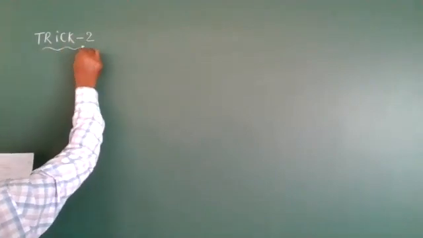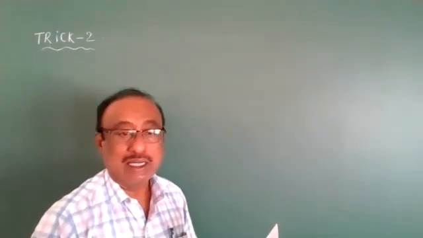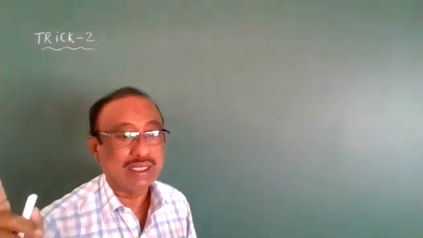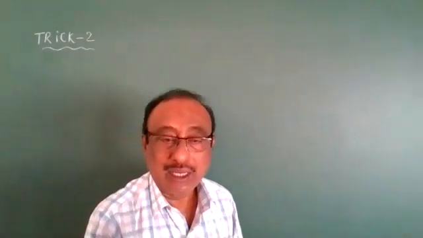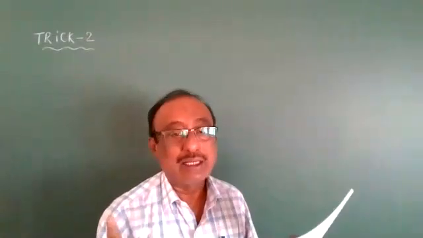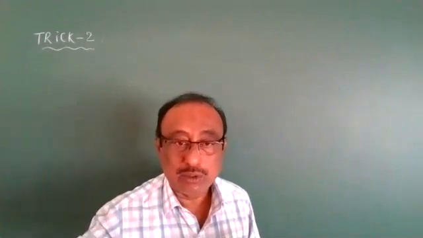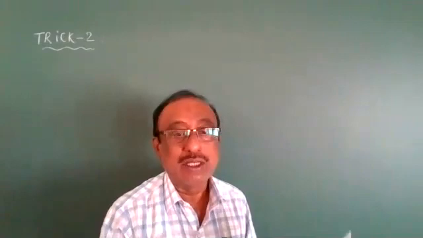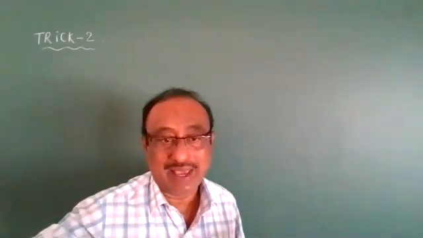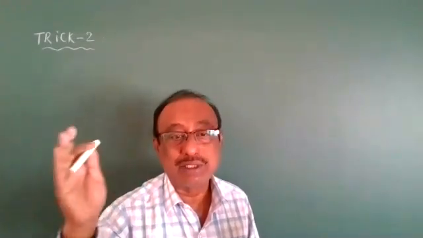Trick number 2, implicit function. Implicit function means it is a complete equation in x and y. Explicit function, we already told in differentiation; implicit function means it is a complete equation in terms of x and y, equal to 0. Explicit means we write the equation as y is equal to some function in terms of x. That is the explicit function.